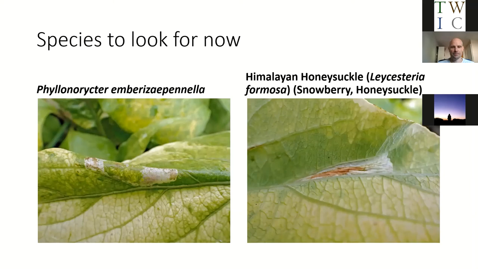I'd recommend looking for it on Himalayan honeysuckle because this species holds its leaves well into December, even into early January. What you're looking for is quite a large blister mine. There's a lot of upper surface leaf deformation, especially once the larva's been feeding for a while, so it's quite easy to spot folds of the leaf. Turn it over and you'll find the large blister mine underneath with multiple creases. So that's one species you can look for.